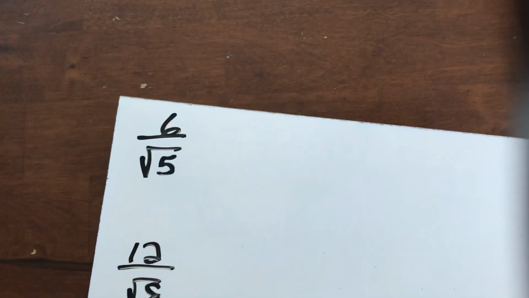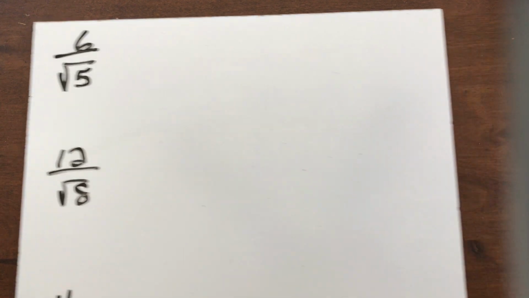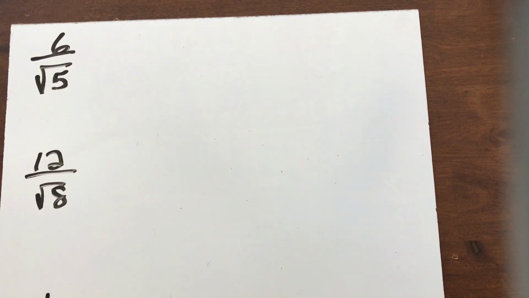Okay, so let's look at another one. Let's look at 6 over the radical of 5. All right, so what would I multiply the numerator and the denominator by?